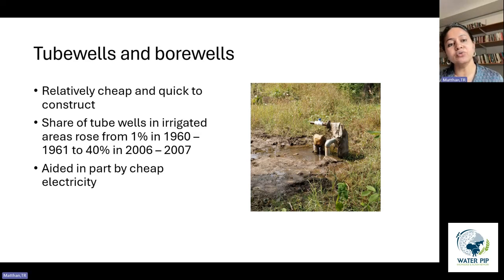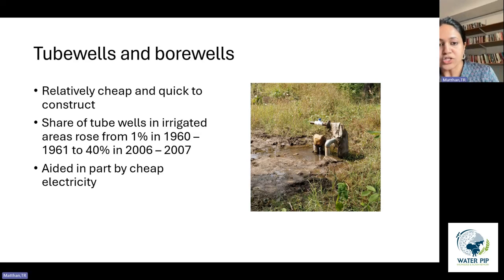And compared to other kinds of groundwater structures like dug wells, which are more traditionally and historically used in the region, these tube wells and bore wells are relatively cheap to construct. They can be drilled quite quickly. And as you can see, the share of tube wells has increased tremendously just in the last 50 or 60 years, right?